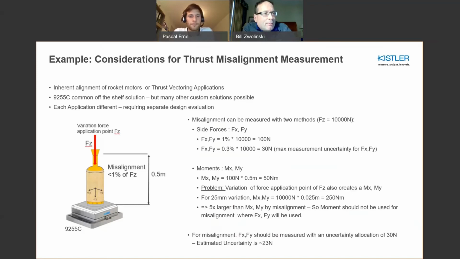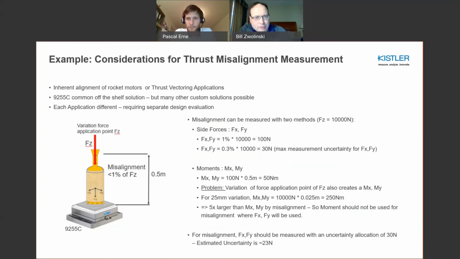there's a common dynamometer, a 9255C, which is basically a 10-inch by 10-inch dynamometer. What is that, about 250 millimeters by 250 millimeters? And basically it's sometimes a very interesting building block. But there's 2 basic approaches you can do to measure the alignment or thrust misalignment. One is to measure side forces, or X and Y forces, and the other is to measure moments.